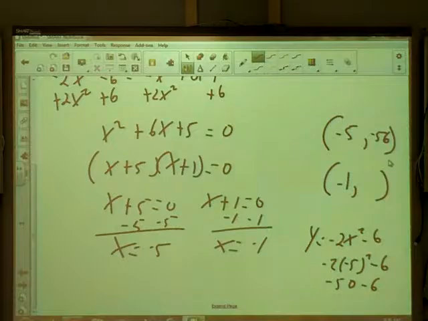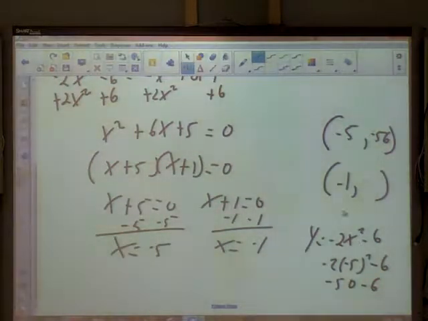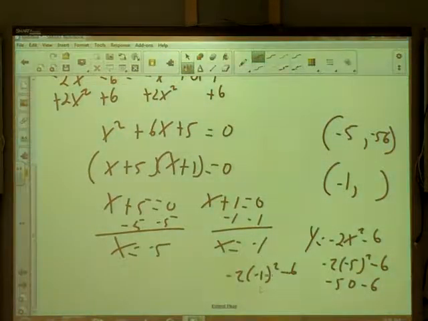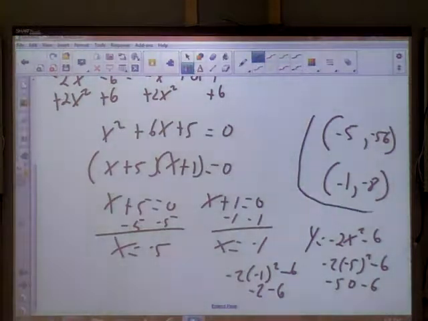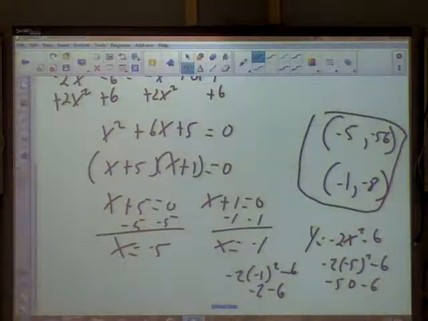Imagine if we had to do that graphing. You had to count left 5 and down 56. I'd never find it. I don't know about y'all. Now I plug the negative 1 in to get the other one. Negative 2 times negative 1 squared minus 6. Negative 1 squared is 1. Times negative 2 is negative 2. Minus 6 is negative 8. So those are your final two answers.